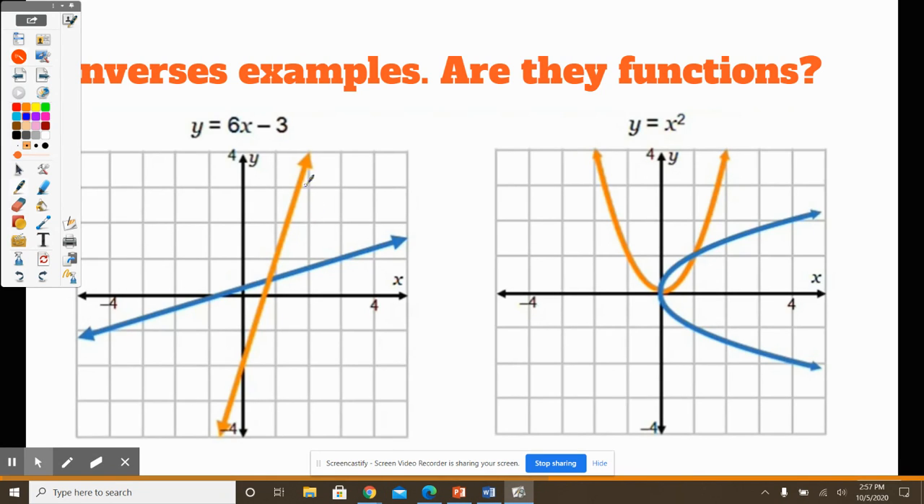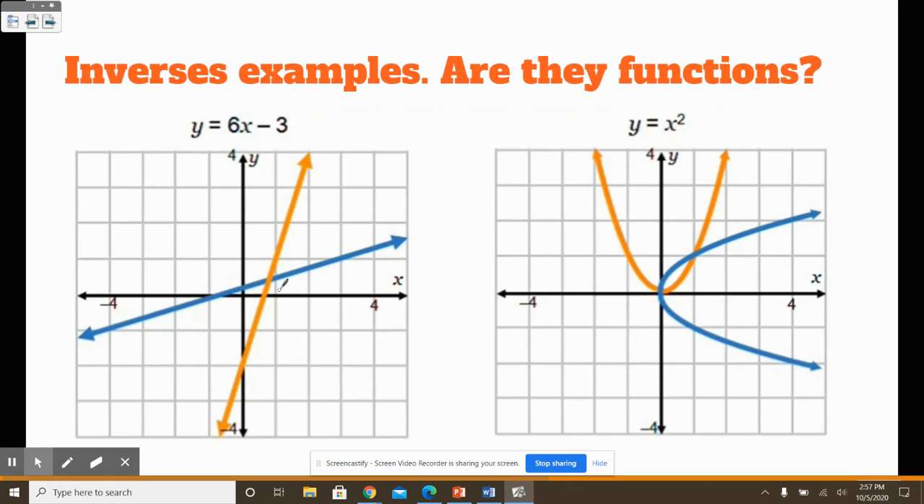We got here some points switching. What's this? Over 0, over 1, up 1. These aren't even inverses, are they? This is not even right. So this is not inverses. You can tell because the point up 0.25 should be at 0.25, 0. These are not inverses. So I don't know why it said inverses examples.